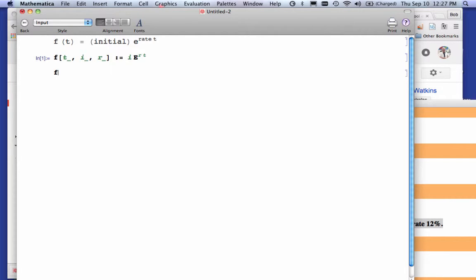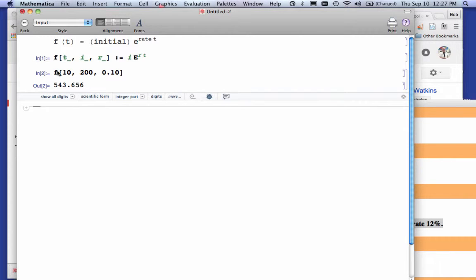And if I just want to evaluate that function, I might put in there that T is something like 10, the initial value is 200, and the rate is 0.10. That would be a 10% rate. And that would give me that number there.